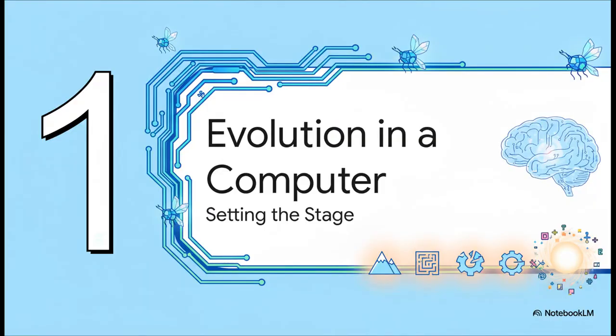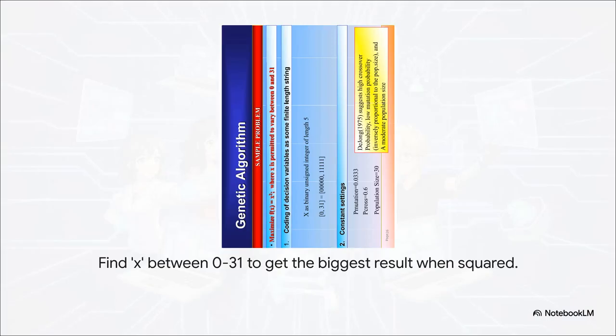Okay, first things first. Before you can have evolution, you need an environment, a world for things to live in. For us, that environment is simply the problem we're trying to solve. It sets the rules of the game and defines what a good solution actually looks like. To keep things simple, we're going to use a basic math problem. Our goal is to find a number x somewhere between 0 and 31 that gives us the biggest possible value when we square it. Now, you and I know the answer is 31, right?